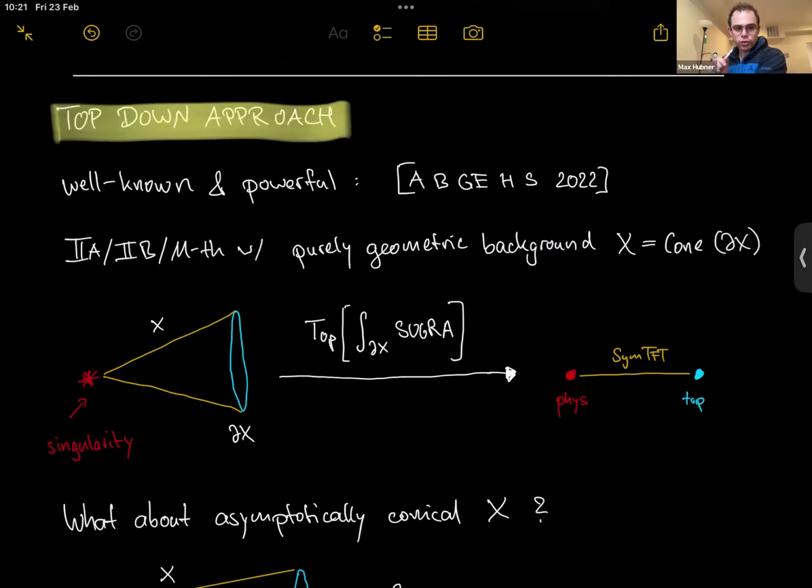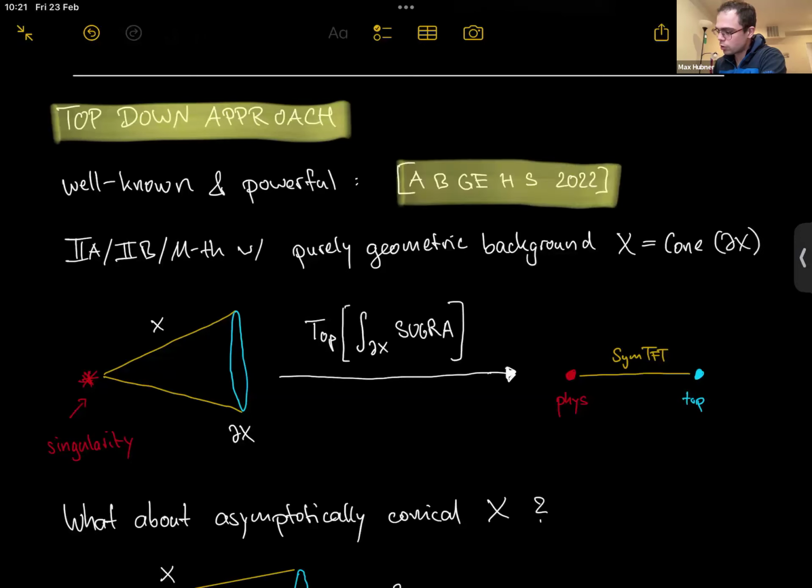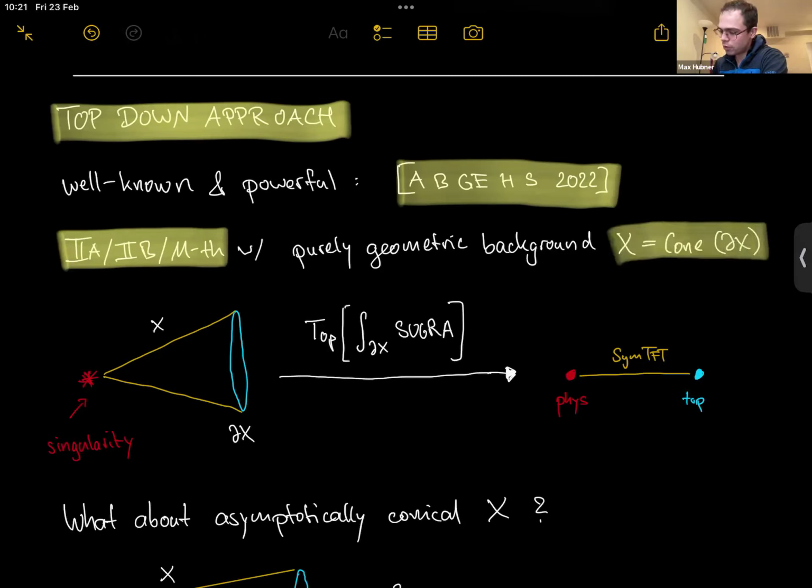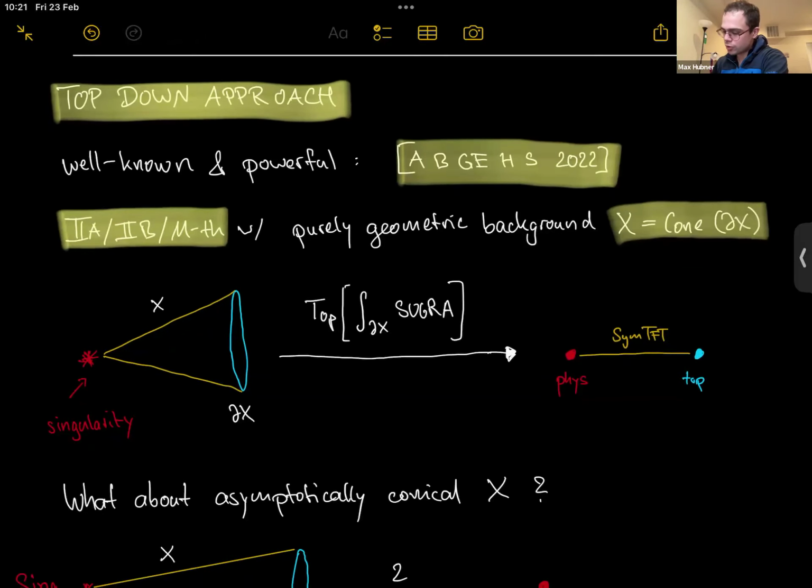Okay, top-down approaches. So let me briefly recall previous work in the literature. In particular, this work by Fabio, Federico, Iñaki, Saga, and Sakura, where they explain how to derive the symmetry sandwich in a geometric engineering context. So the geometric engineering context that we'll be considering is that of either type 2A, type 2B, or M theory. And it's going to be placed on a purely geometric background X, which is the cone over ∂X. In this situation, there is a well-known prescription.